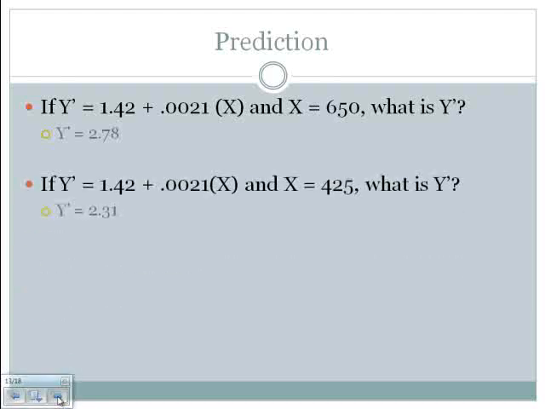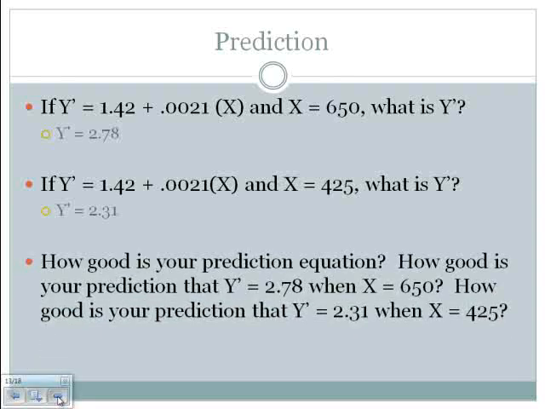Here's the other example. Again, my drawing was not very good at all, but hopefully you got the point. If y prime is equal to 1.42 plus 0.0021 times x, and x is 425, what is y prime? So 425 times 0.0021 plus 1.42 gives us a y prime of 2.31. So again, the way that you use this is someone new comes in, they score whatever they score on the SAT, you plug their SAT score into your prediction formula, and that yields you a predicted GPA.